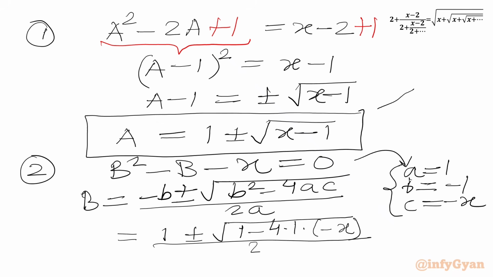Remember, A is 1 plus minus the square root of x minus 1. Now we will get 1 plus 4x in the radicand here in the value of B. So I will write here B equal to 1 plus minus the square root of 4x plus 1, over 2.